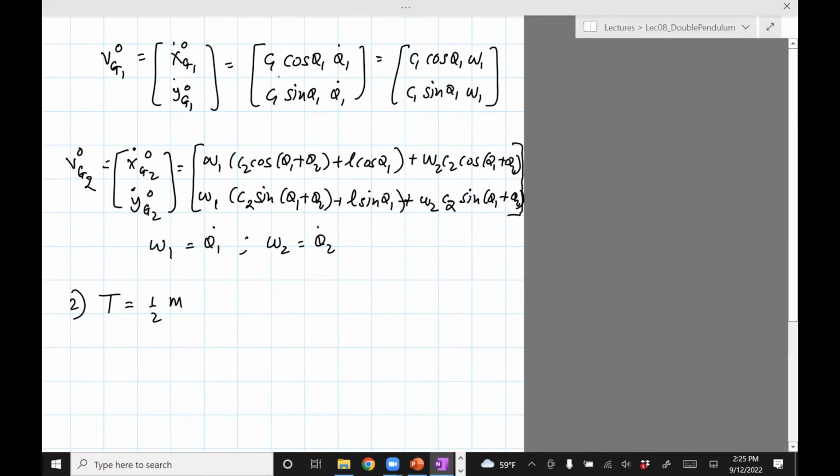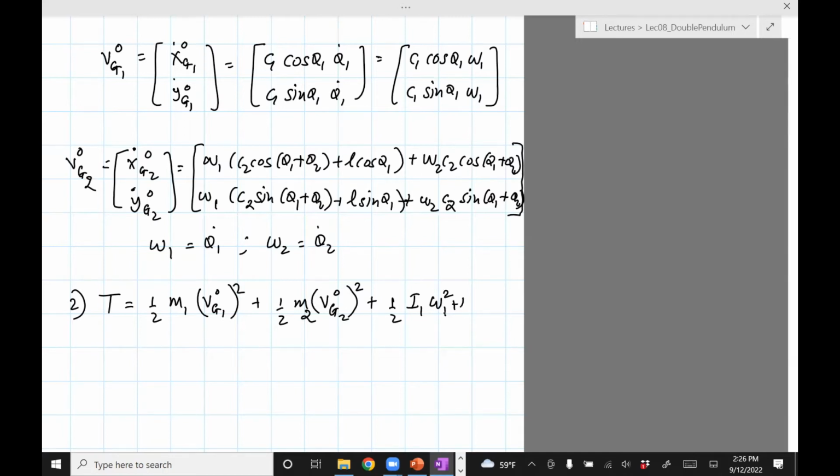Remember, it's half m1 Vg1 in frame 0 squared, plus half m2 Vg2 in frame 0 squared. Now, since there is inertia, I should also write the contribution due to rotational energy. So it will be plus half I1 omega 1 squared. That's the absolute velocity of link 1.